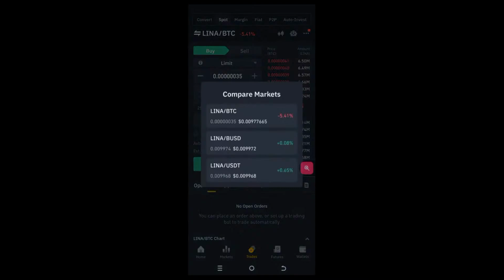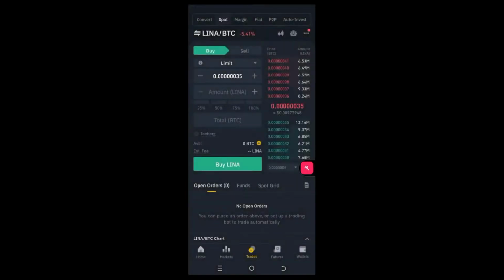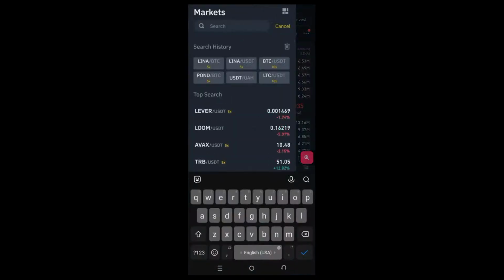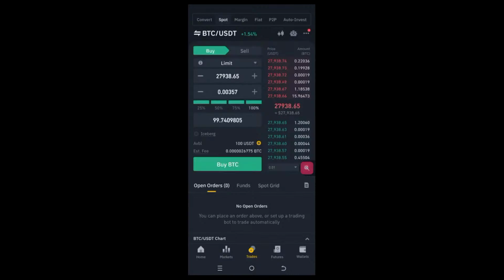So you can see that in the compare markets, we've got Lena BTC at 0.009777, and we have Lena USDT at 0.0099. So obviously we've got to start with BTC. For us to do that, we need to quickly go and buy BTC. But let's do that with simulation first. So let's go over to BTC and pick up $100 worth and see how this plays out. Oh, it's only picking up 99.74. No problem, we'll work with that.